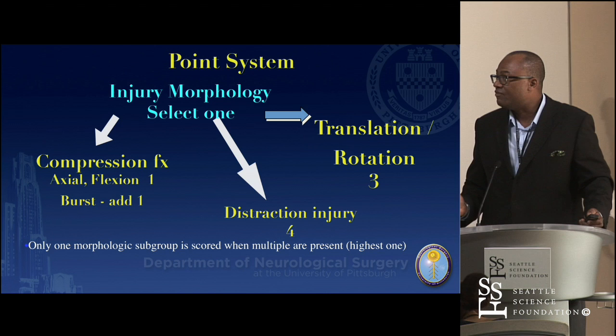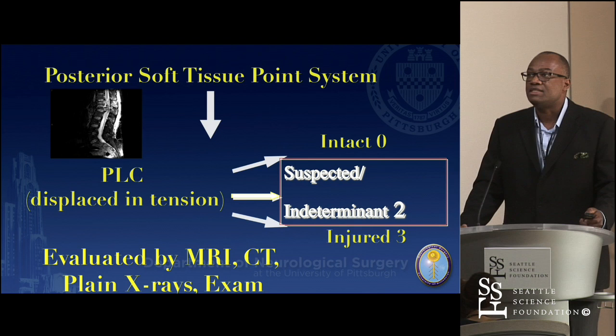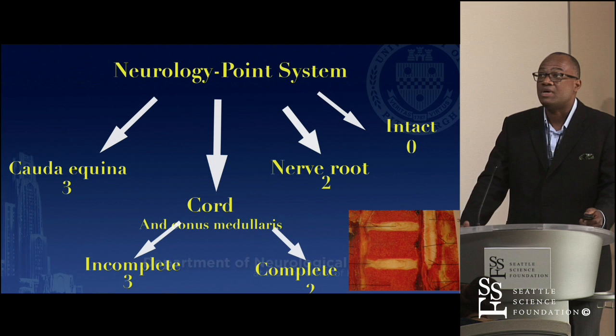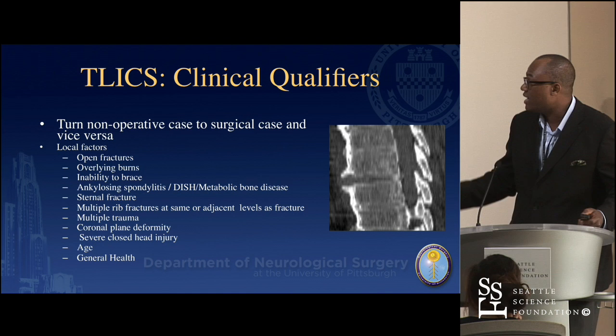And then you look at the posterior ligamentous complex, which can be examined by MRI, CT, or even plain films, where you go on and say if it's intact, 0. If you suspect it, 2. If it's injured, 3. So you add that all up, and then you have the neurology point system. And this seems to be widely used now. There are qualifiers, and I say this is where I live, in the clinical qualifiers.